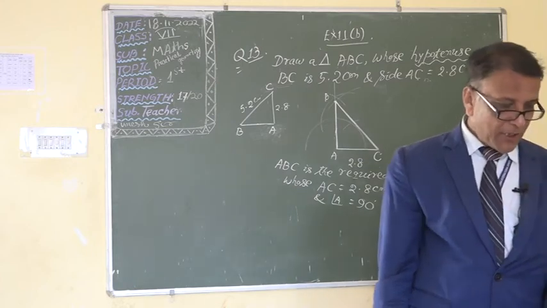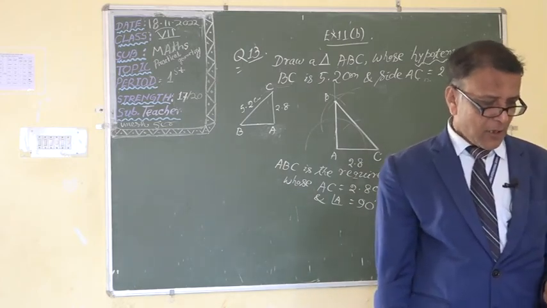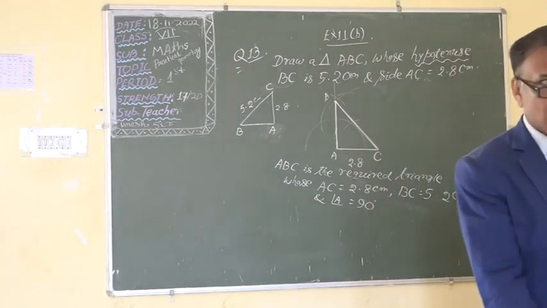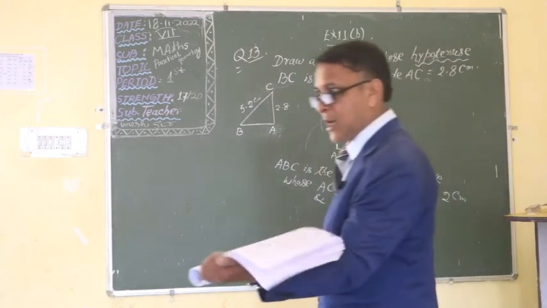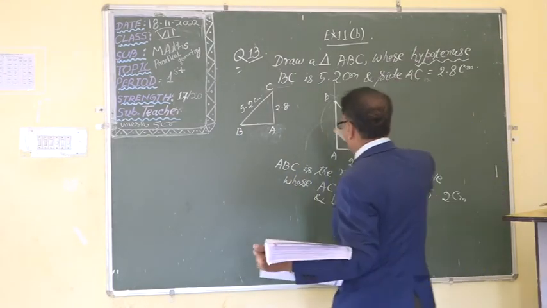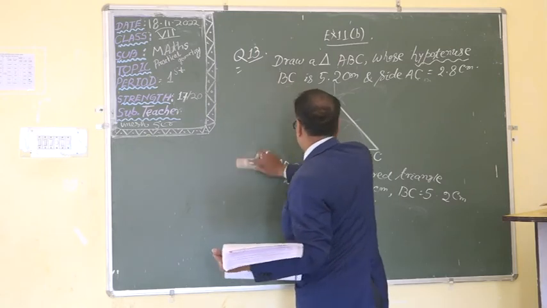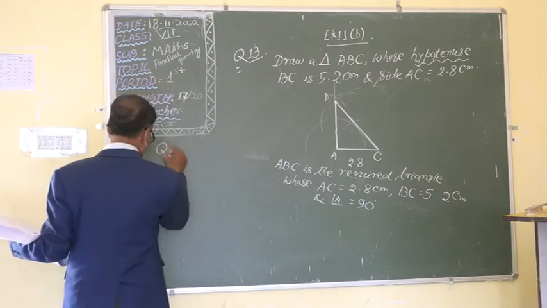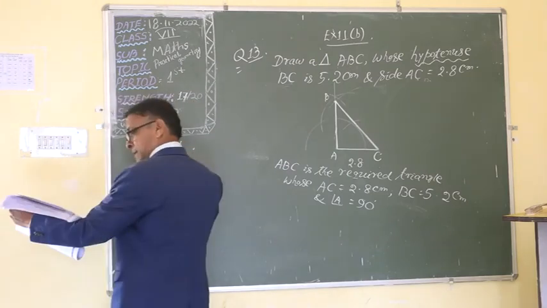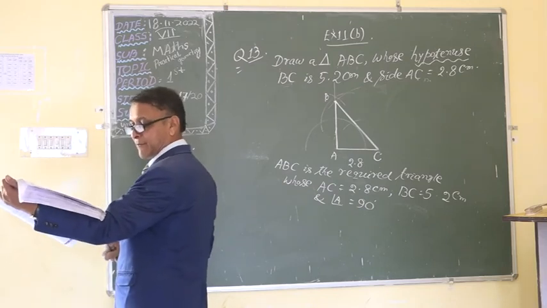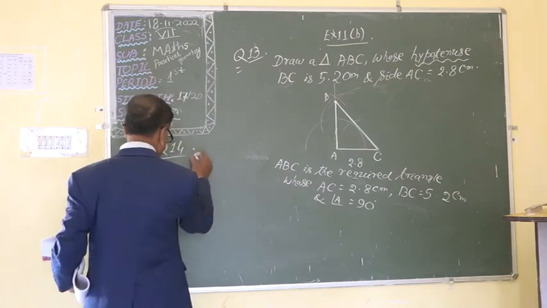Question number 14 also exactly like that. I am just explaining you. It is given in a similar way. First I am drawing the rough diagram for question number 14. Construct a triangle ABC with angle C 90 degree.